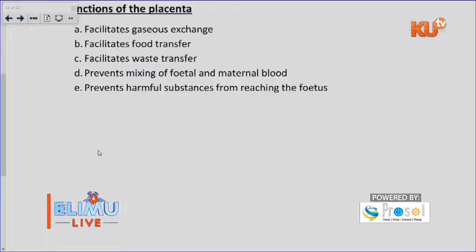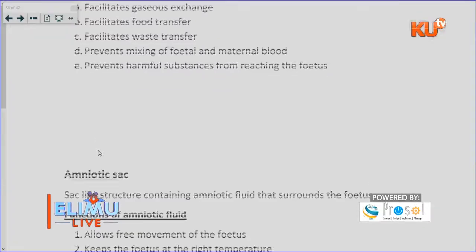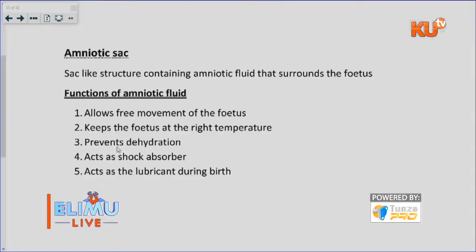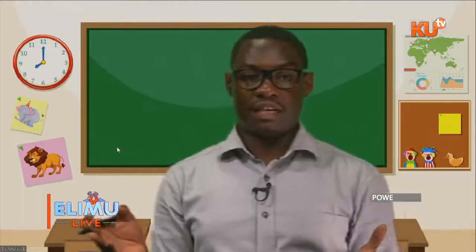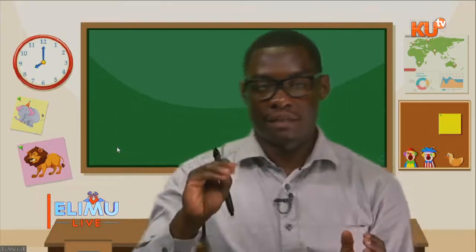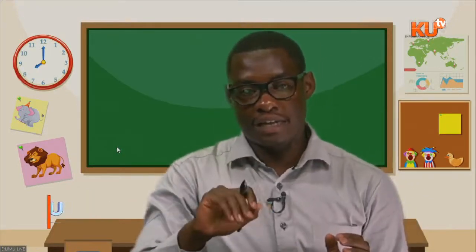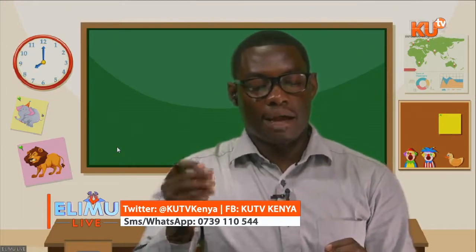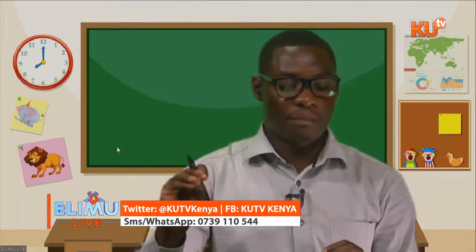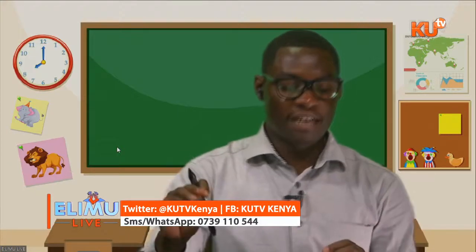Those are the functions of the placenta. We also have the amniotic sac, a structure that contains a fluid inside. The fluid found inside is what we refer to as amniotic fluid, and amniotic fluid does the following functions.